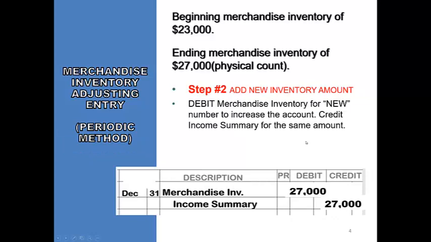Now in step 2, we're going to insert the new balance. To do that, we're going to debit merchandise inventory for the new figure, which is $27,000, and then credit income summary. So just keep in mind, if you are adjusting merchandise inventory, it is a two-step process. The first is to remove the old number, and then the second step is to insert the new number.